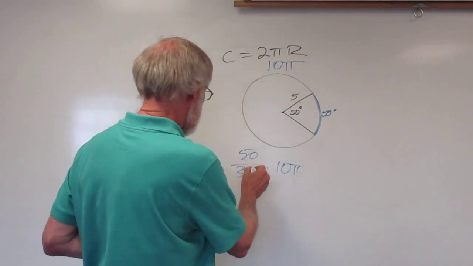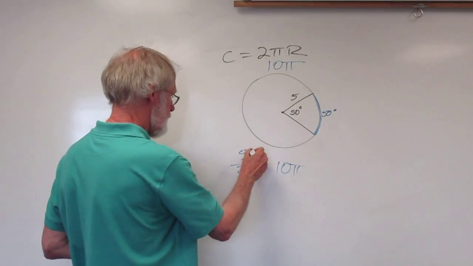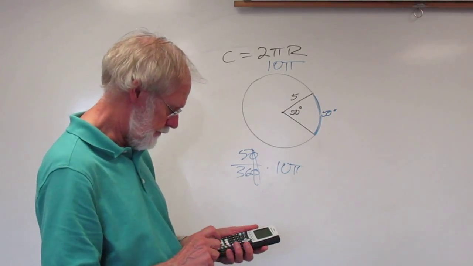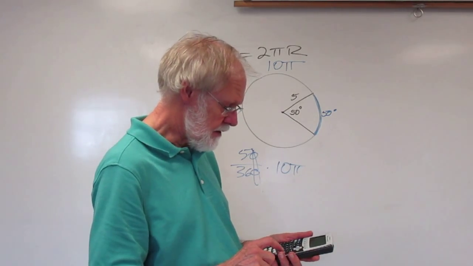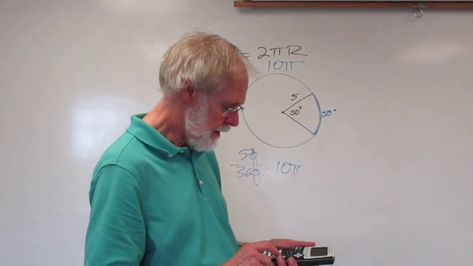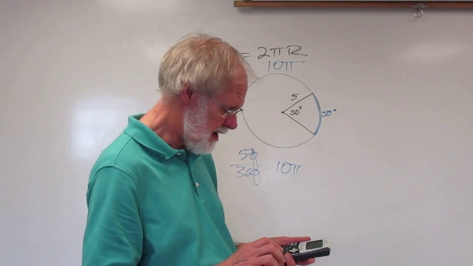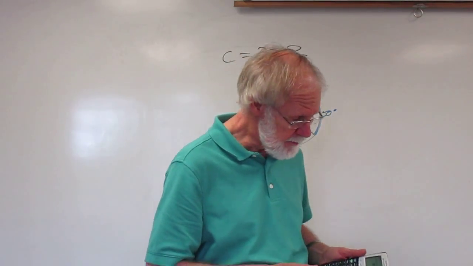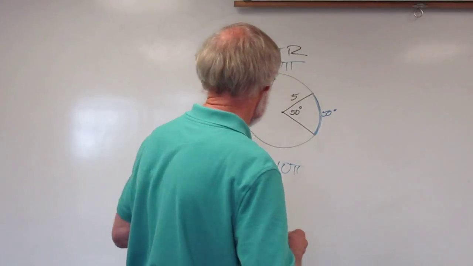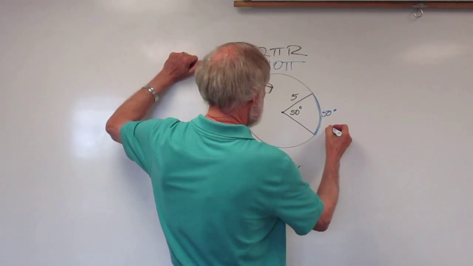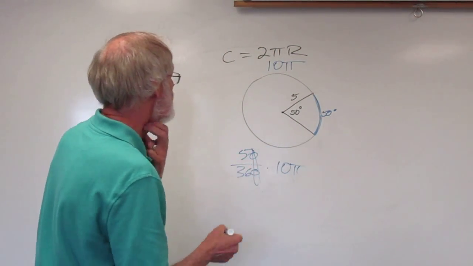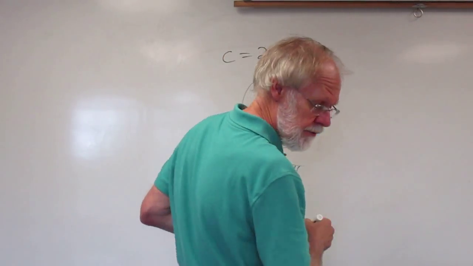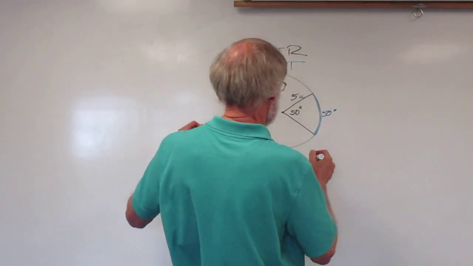I can knock out a 0 here. I don't need that extra 0. So I have 5 over 36 times 10 pi. I'm going to look at that on the calculator: 5 divided by 36, multiplied by 10, and then multiplied by pi, and I get 4.36. So the length of this arc, if this is 5 units, is 4.36 units.